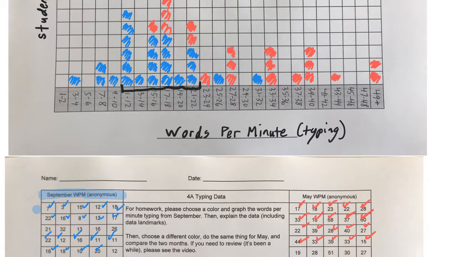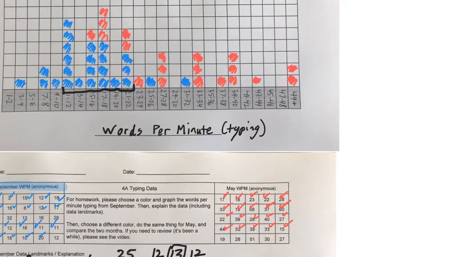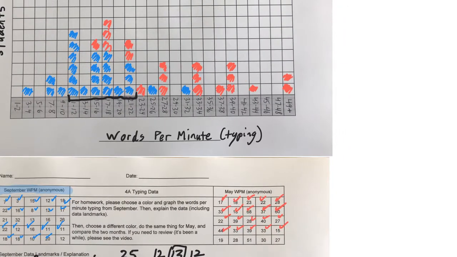I'm not gonna finish it, but then you need to write about this data, and I'm gonna do it on the side because I don't have space. So the minimum here is 15, and the maximum is 68, and I'll let you figure out the others. Just be aware though, you're only looking at the red data for this, so don't look at all of it together, only the red data to figure out what is the mode and the median.